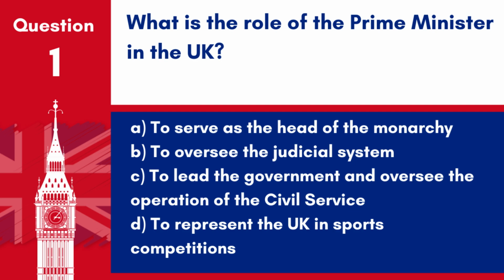Question 1. What is the role of the Prime Minister in the UK? A. To serve as the head of the monarchy. B. To oversee the judicial system. C. To lead the government and oversee the operation of the civil service. D. To represent the UK in sports competitions.